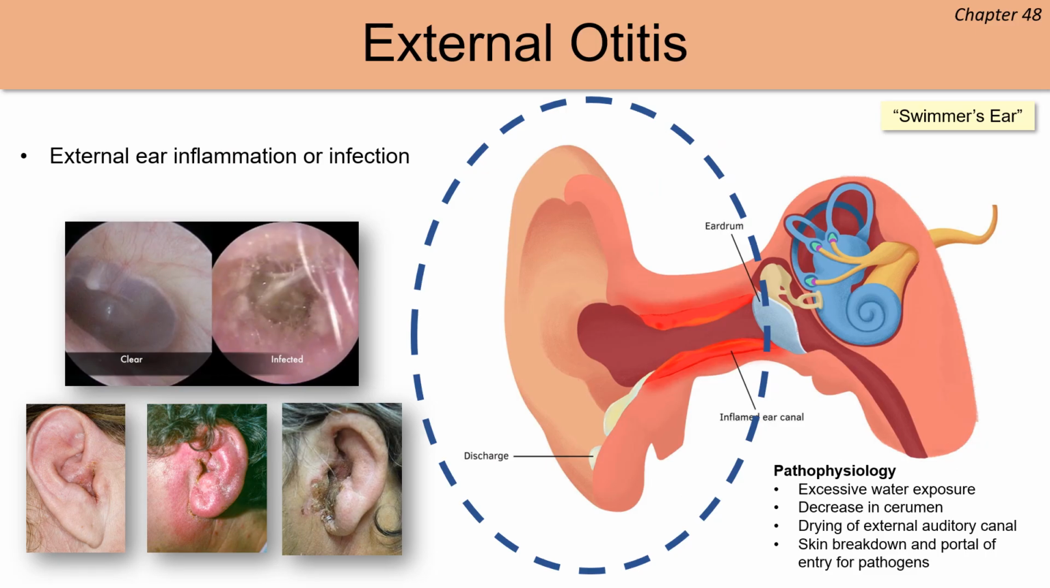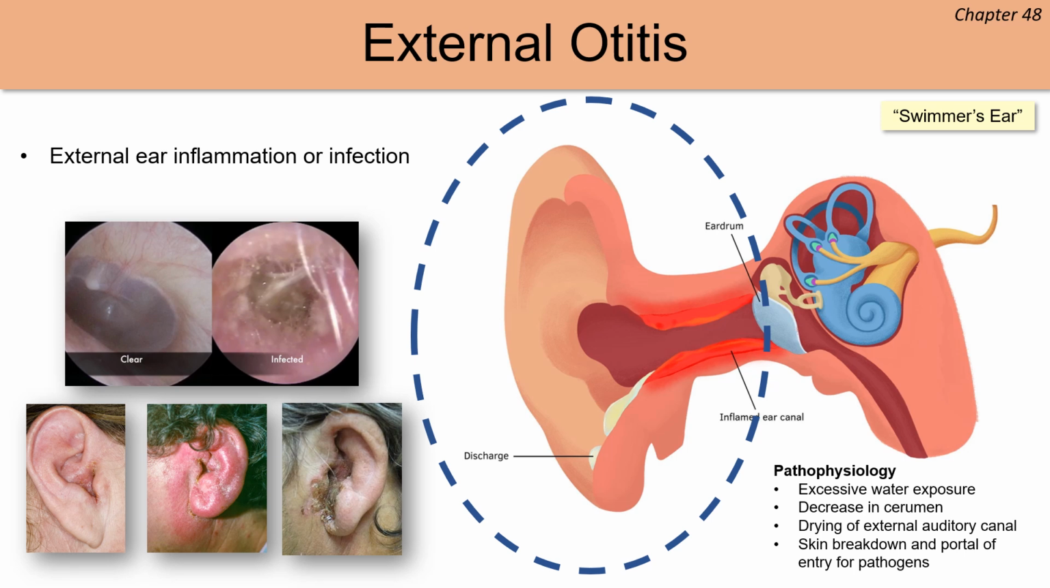Next, we're going to talk about external otitis. So we're talking about the ear that you can see just looking at the ear, the auricle, all the way down to the tympanic membrane. That is the external ear. So external otitis is inflammation or infection of any structure from the outside of the ear up until the tympanic membrane.